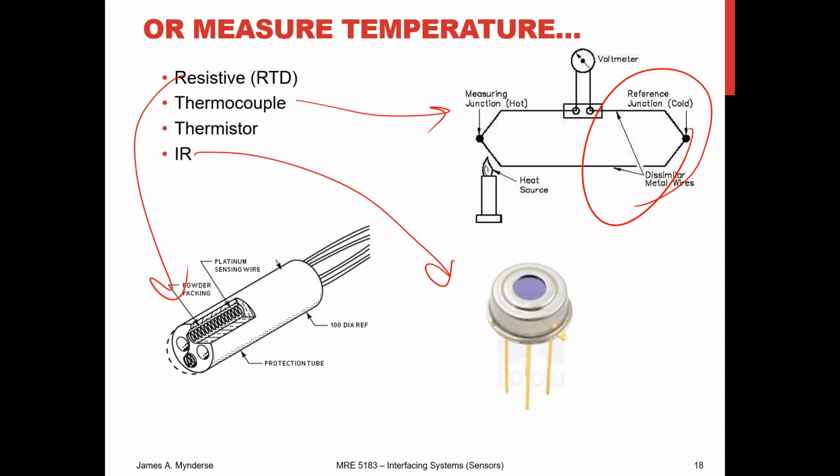Alternatively, you've got your RTD, which is going to have some sort of sensing wire. It's shown as platinum in this one, but there are other options. And that's going to change its resistance in a very known way based on temperature. And so that gives you high accuracy and high stability.